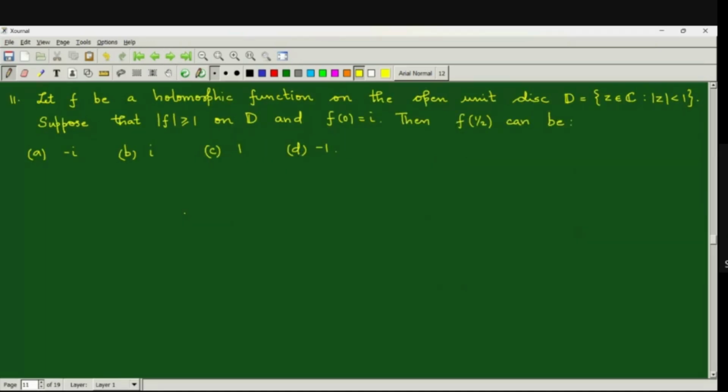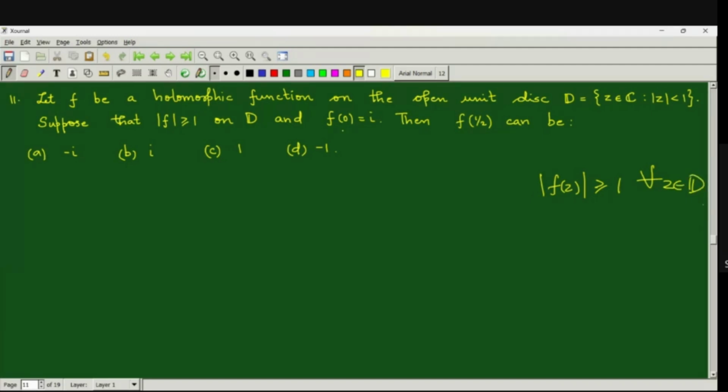Okay. So this is a conceptual question, but very easy. All these questions are from NET only. You can see how easily we can score in complex analysis. So f is a holomorphic function on the unit disk, and it is given that mod f is greater than or equal to 1 on D. Means mod f is greater than or equal to 1 for every z in D.